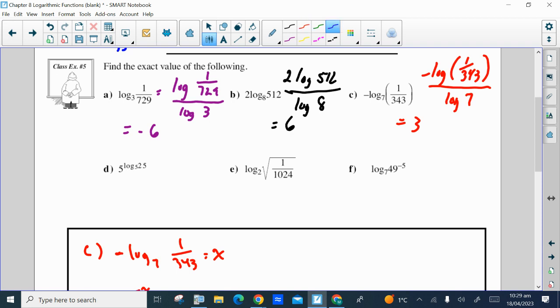Right? So question D, 5 to the power log base 5 of 25. What does that equal? Well, log base 5 of 25 is asking 5 to what power is 25? That's what log base 5 of 25 means. 5 to what power is 25? And that answer is 2. 5 squared is 25.